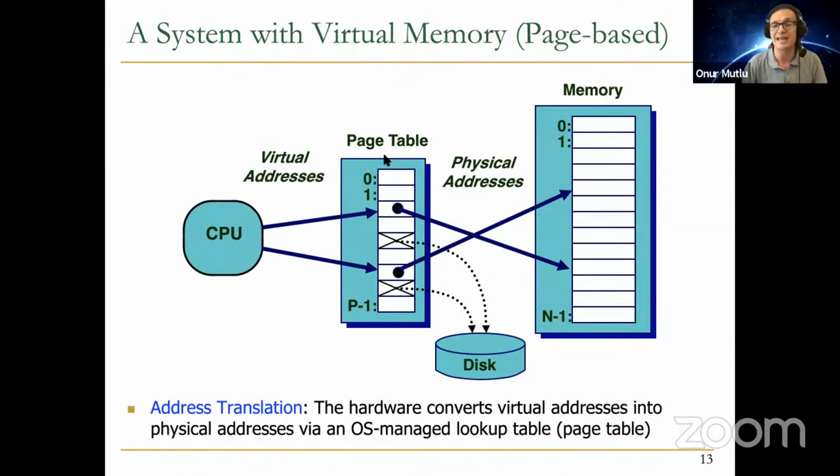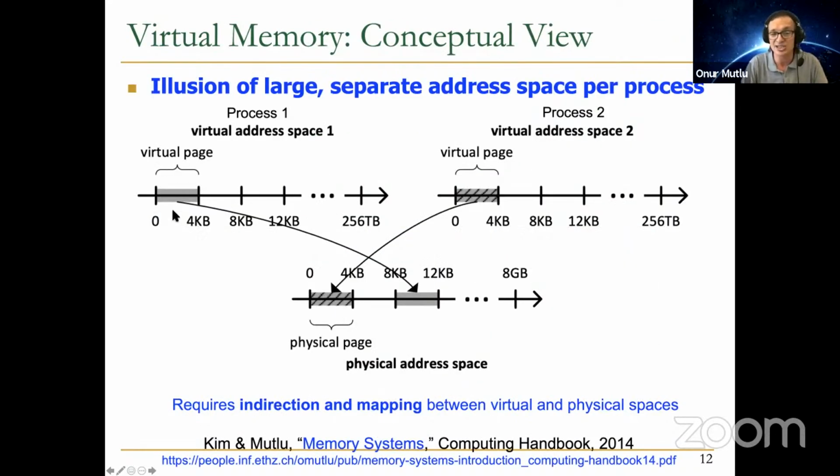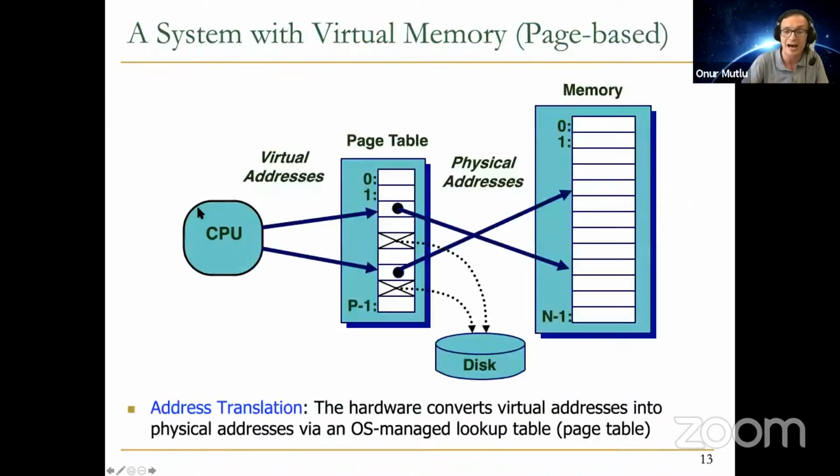And this is the view that we get now. This is a system with virtual memory. It's a page-based virtual memory. Basically, virtual memory is divided into chunks that are called pages. And in this case, it's 4 kilobyte chunks. Today's systems can be divided into multiple different granularities, as we will discuss. But 4 kilobytes is a good assumption for now.